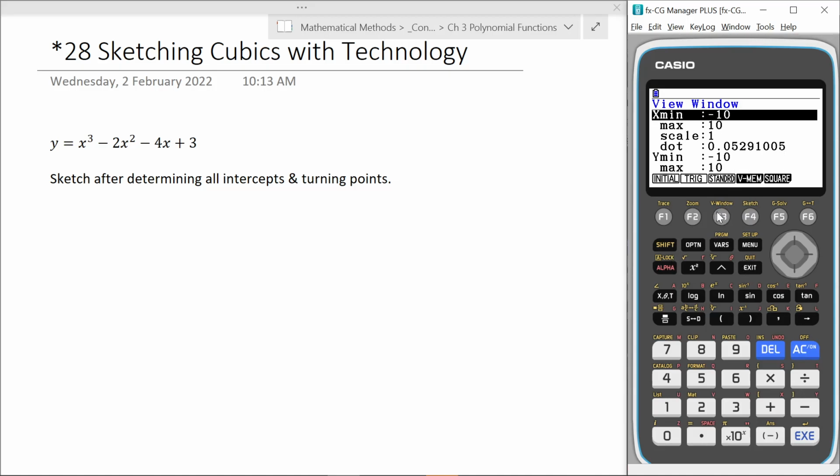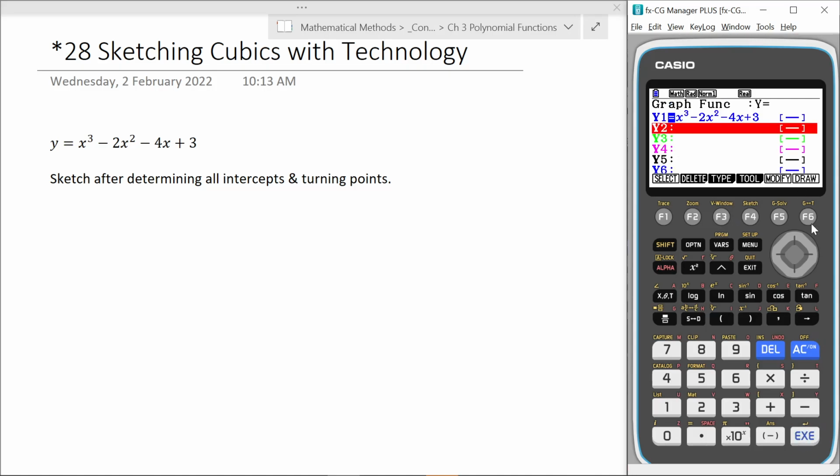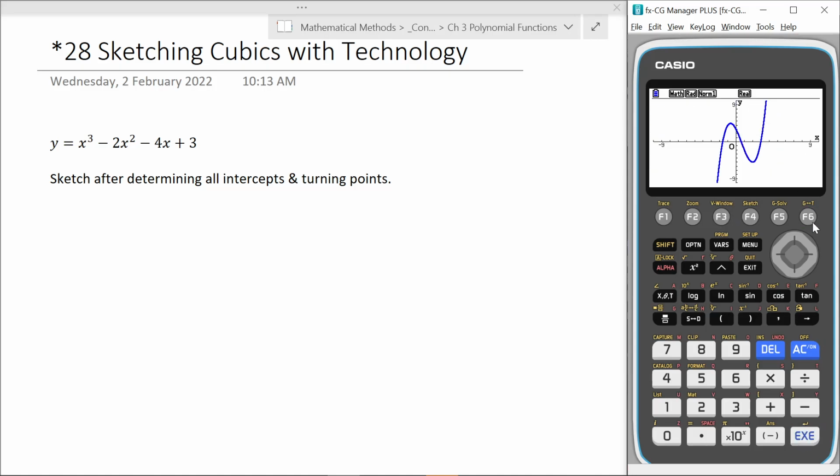Shift F3 to get the view window option, and then F3 again to get the standard. Standard's just a good way of gauging what it actually looks like. So you can see that there appear to be 3 intercepts on the x-axis, one here, and one here. And we've also got one on the y-axis about here. We've got a turning point around -1 on the x-axis, and another turning point around 2 on the x-axis. So let's get the actual details down.